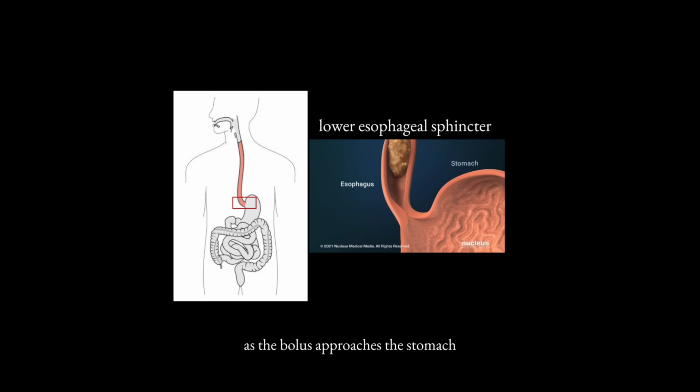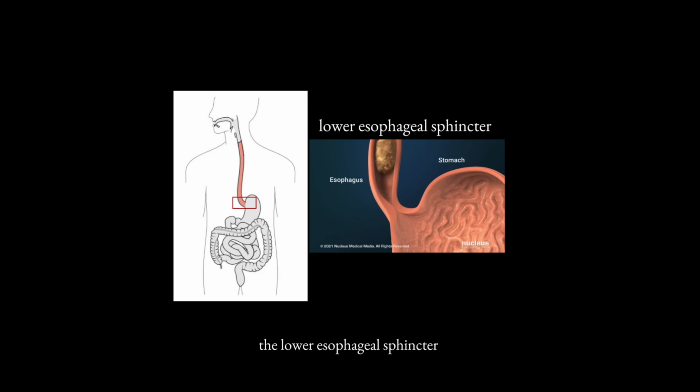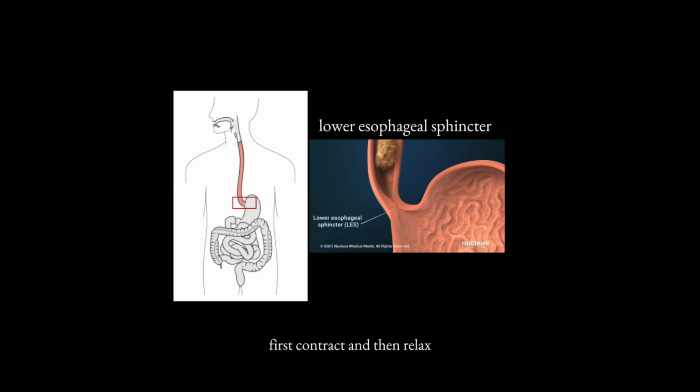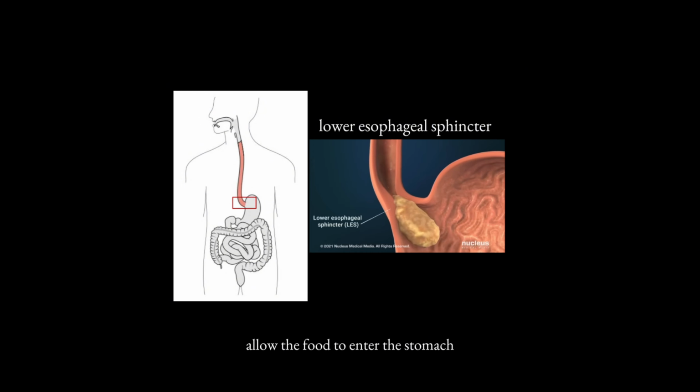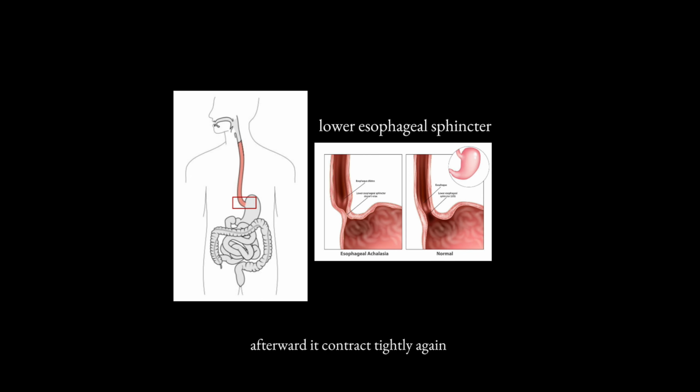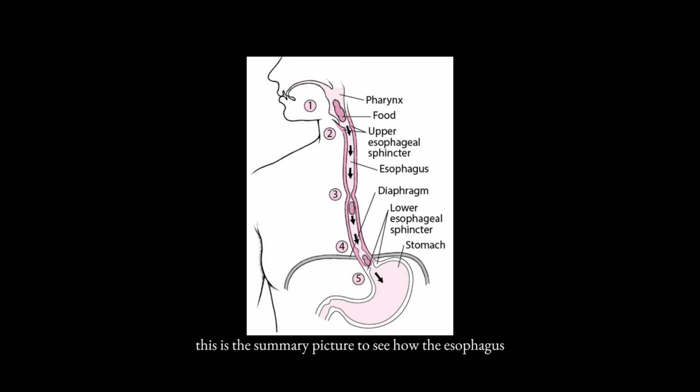As the bolus approaches the stomach, the lower esophageal sphincter first contracts and then relaxes, allowing the food to enter the stomach. Afterward, it contracts tightly again to prevent gastric reflux and protect the esophageal lining. This is the summary picture to see how the esophagus works from the upper esophageal sphincter to the stomach.